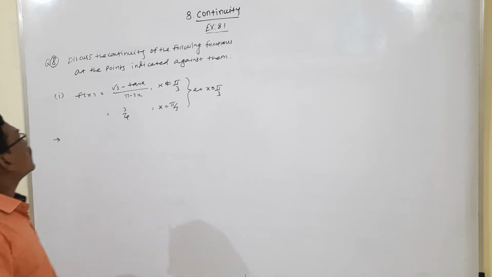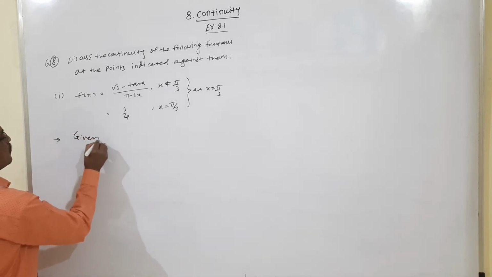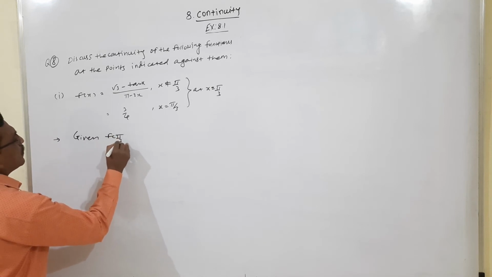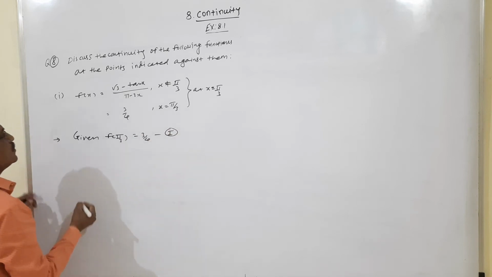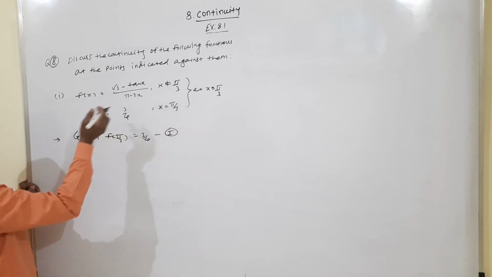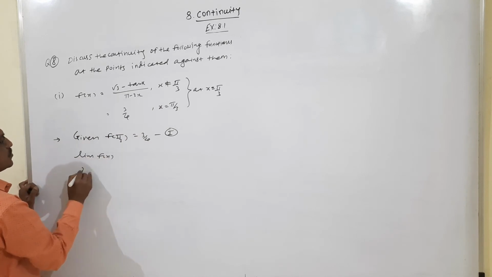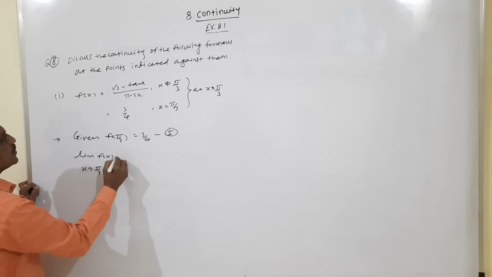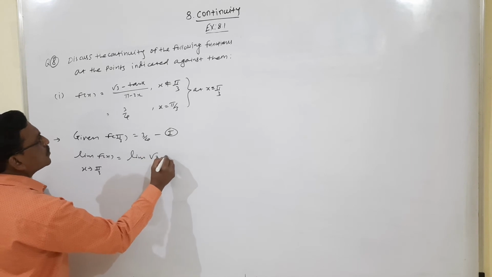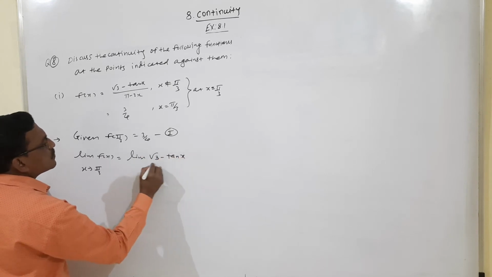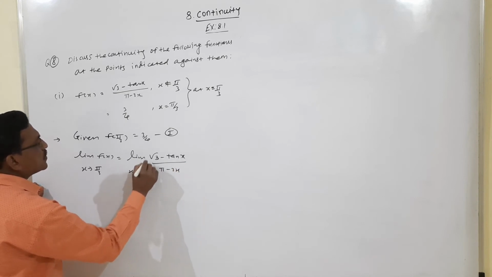So we check the continuity here. Given f of pi by 3 is 3 by 4, call it equation 1. Now we apply the limit as x tends to pi by 3 to this function on both sides. Limit of the function as x tends to pi by 3 is equal to the limit of root 3 minus tan x divided by pi minus 3x, as x tends to pi by 3.